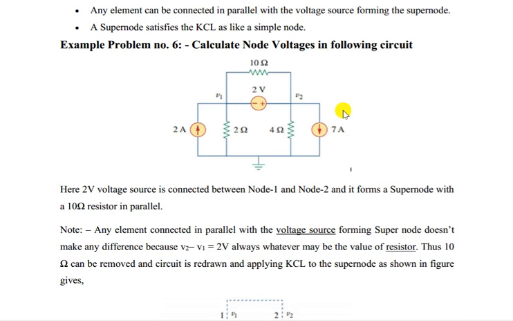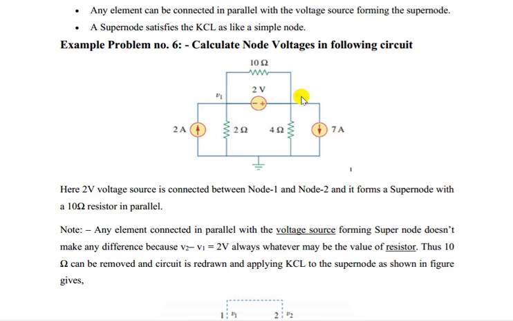So let us solve one problem, then we will understand the concept. Now this is your ground point. In this problem we can solve it like this: this is your ground. Then V2 will be known as 2 volt, and we can solve it for V2. But here we are considering this one as the reference node.